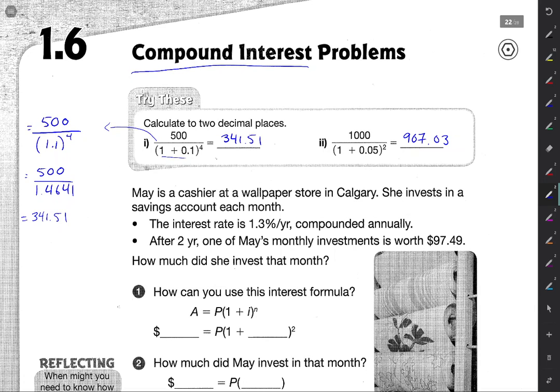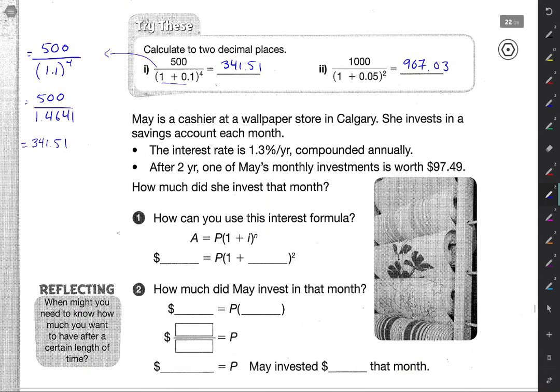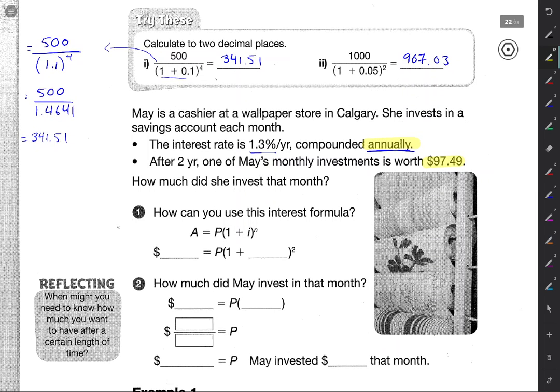But now let's move on to the compound interest problems. May is a cashier at a wallpaper store in Calgary. She invests in a savings account each month. The interest rate is 1.3% per year, compounded annually. So we're back to the word annual. And after 2 years, one of May's monthly investments is worth $97.49. So how much did she invest that month?